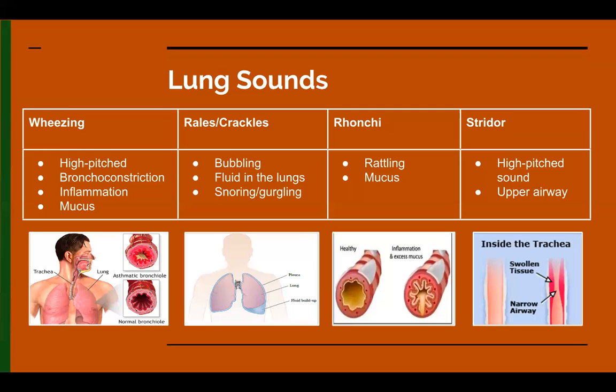And then stridor's the last one. This one's fairly common in kids for a couple of reasons. So kids usually have the upper airway infections like croup and stuff like that, and we'll get into that later. But also it's an indication of an upper airway obstruction, and kids like to swallow stuff, and we'll get into that again too. But this is the high-pitched sound that kind of sounds like a train whistle. So it can be indicative of upper airway obstruction. It's also heard in anaphylaxis sometimes, so look out for that, and then also airway burns.